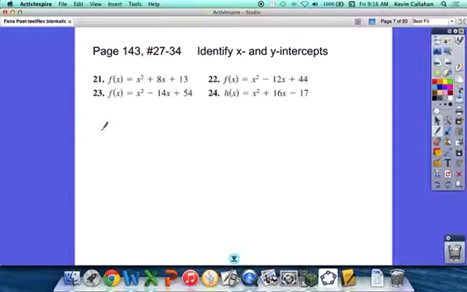Okay. How do you find x-intercepts? You substitute y equals 0. So on any particular problem, you can say 0 equals x squared minus 14x plus 54.